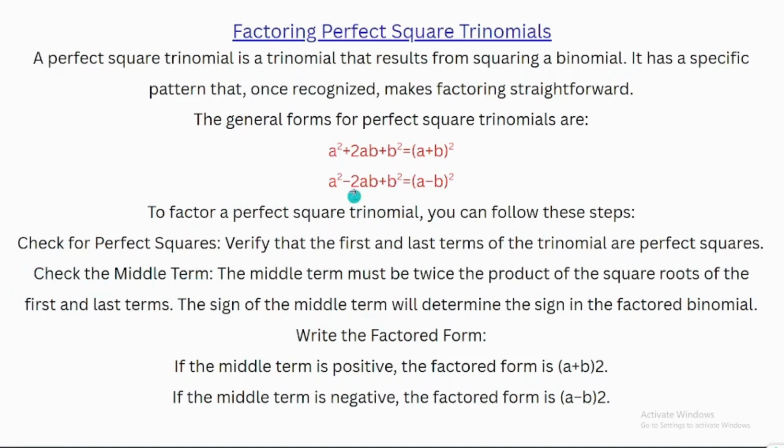Check the middle term. You will check the middle term. The middle term must be twice the product of the square roots. Of course, the middle term will be twice the first times the second.